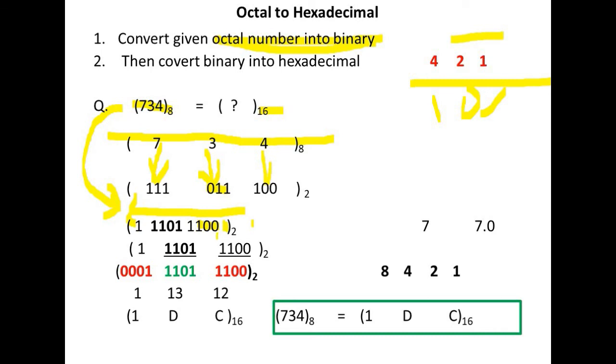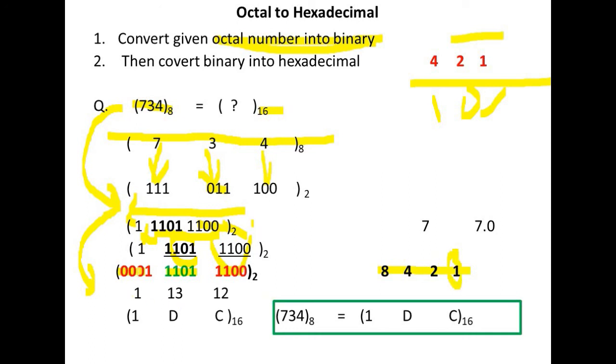So the first group is made as 1100, then 1101, and one digit is left, so 1 is written here, and because it has only one digit, we put 3 zeros to make it a group of 4. Now we have the number in groups of 4 digits as 0001, 1101, and 1100. Now we convert this binary number into hexadecimal using the 8421 weights. For 0001 we require only this one, so we are getting only 1.